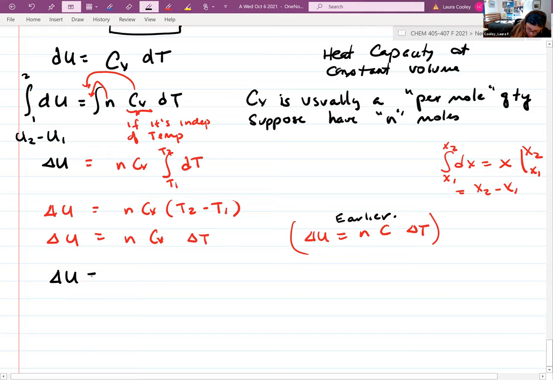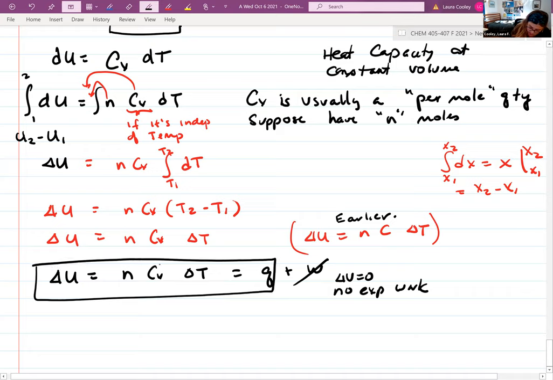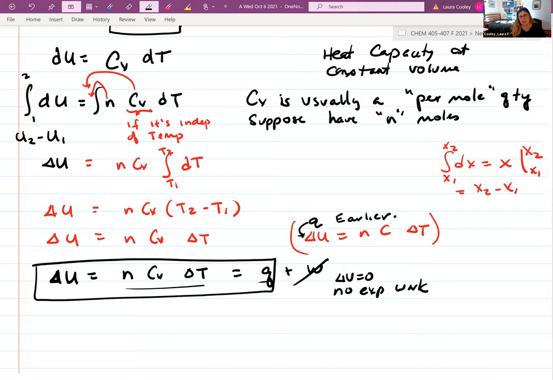So delta U, just to put it all together, we did this for delta V equals zero, no expansion work. So we have basically Q is nCv delta T, which is very much like what I told you before. I think I told you this was Q, but now we come to find out that this is actually the change in internal energy. So if you have a process that changes the temperature and you've measured the heat using this formula, you've also measured the change in internal energy.